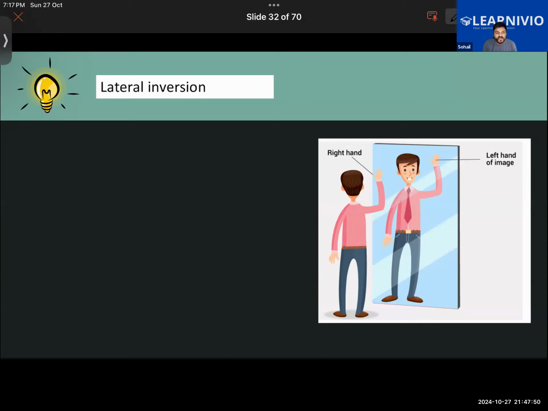So this is basically called lateral inversion, and it has several applications. You will see that the letters of the ambulance are laterally inverted. It is written laterally inverted on purpose. It is not by accident, and not by mistake.